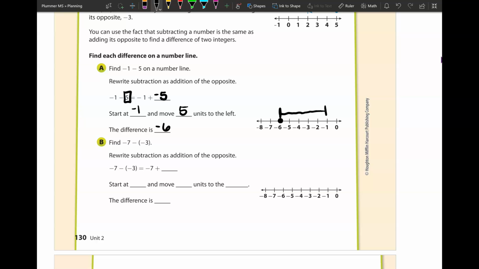Okay, part B. Find negative 7 minus negative 3. Rewrite subtraction as addition of the opposite. So what's the opposite of a negative 3? Positive 3. So I'm just going to write 3. Start at negative 7 and move 3 units to the right because our 3 is positive. So start at negative 7, move 1, 2, 3. My answer, or the difference, is negative 4.